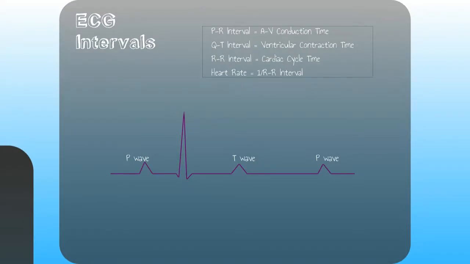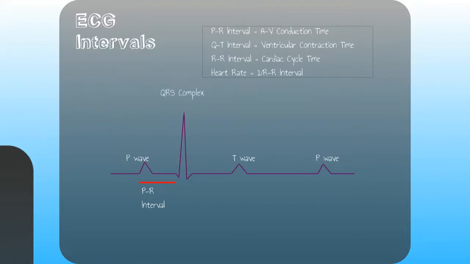Now, there's a number of intervals that we will want to have a look at. There's the PR interval, and we measure that from the start of the P wave to the start of the QRS complex. Normal is 3 to 5 small squares. So you know that each small square is 40 milliseconds. That means the normal PR interval is between 120 and 200 milliseconds.